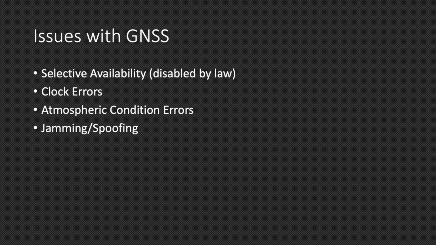There's also atmospheric conditions. So these could be based on water droplets in the atmosphere, anything that's going to degrade that signal from traveling from the satellite to the receiver. Because remember, the longer it takes, the further away your device or the receiver will think it is from the satellite. And some other things that might come up are jamming and spoofing.